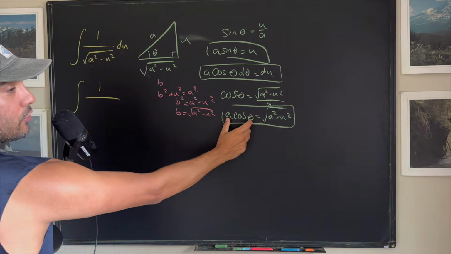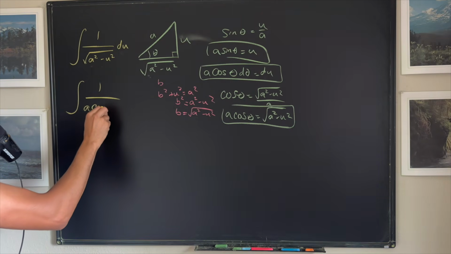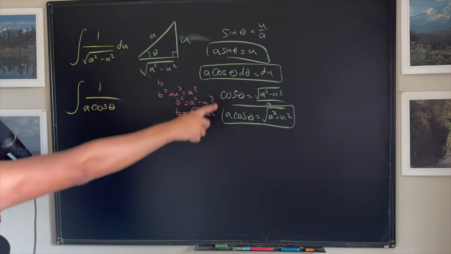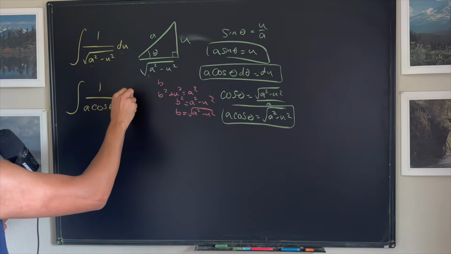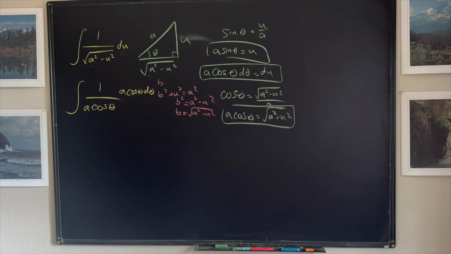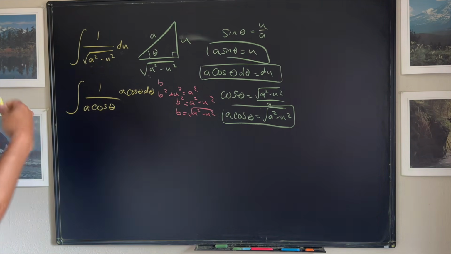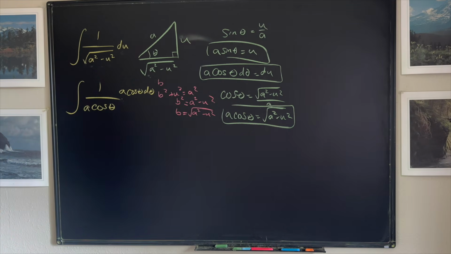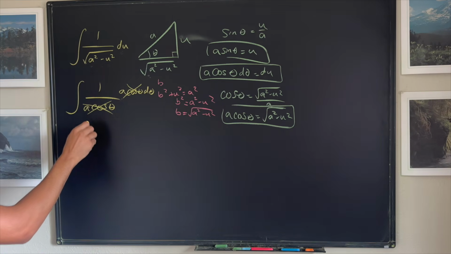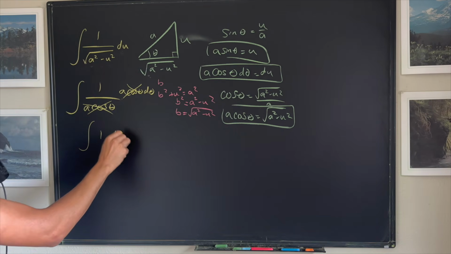Well, that's this right here. That's a cosine theta times our differential du, and that differential du is right here. We have a cosine theta d theta. And look at this. Now we have a nice integral that has nothing but thetas, no u's whatsoever. The a's we don't really worry about because they're constants, but in this case, notice that the a cosine theta cancels out with the a cosine theta. So we're really just left with the integral of 1 d theta.